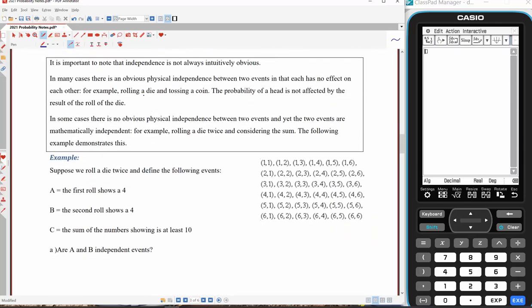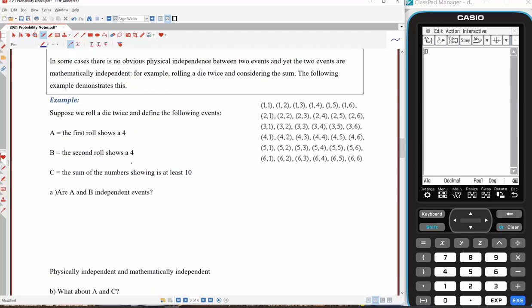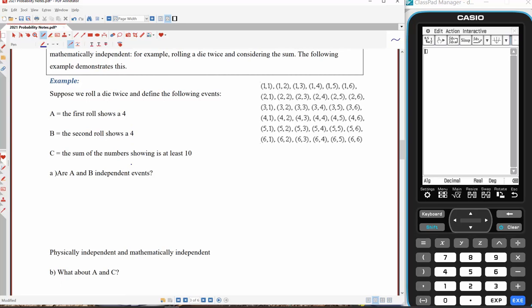Okay, it's important to note that independence is not always intuitively obvious. In many cases there is an obvious physical independence between two events in that each has no effect on the other. For example, rolling a die and tossing a coin: the probability of a head is not affected by the result of the roll of the die. But in some cases there's no obvious physical independence between two events, and yet the two events are mathematically independent. For example, rolling a dice and considering the sum. This is a great example. Really, the only way to do these and to do that with any confidence is to do the test. It's very difficult to see whether things are independent or not.